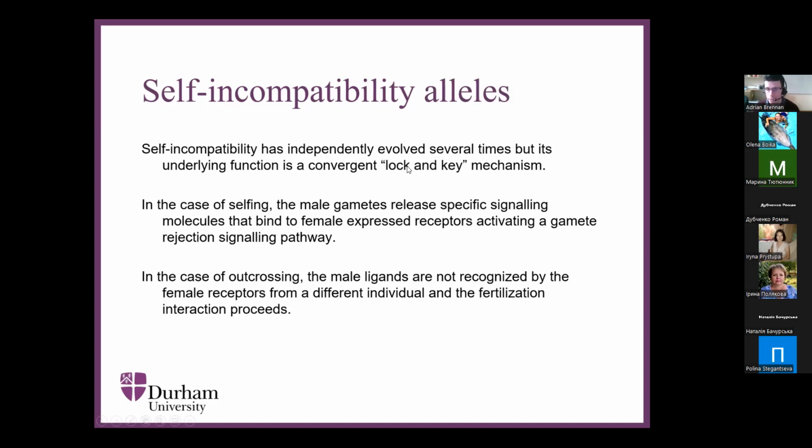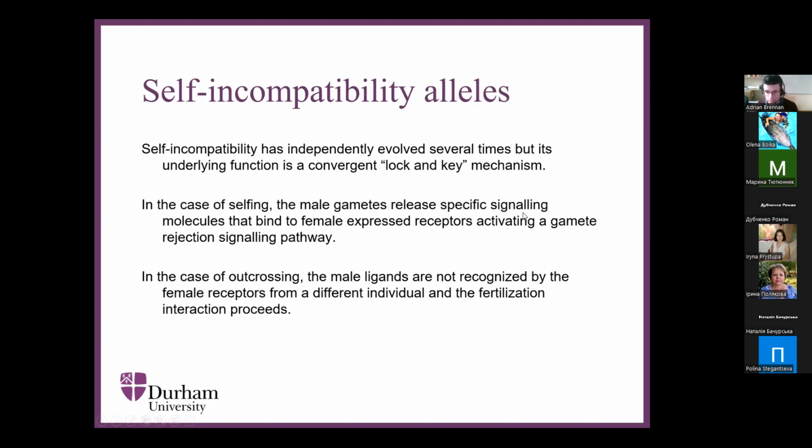And that self-incompatibility interaction, although it's evolved independently multiple times, it always shares these features in common. One of them is this lock and key mechanism. Those male and female gene products are specifically interacting with each other. And when the lock fits, it activates self-incompatibility and pollen rejection.